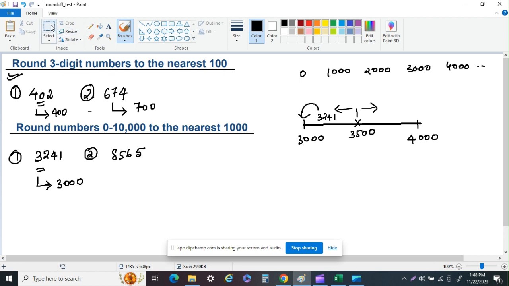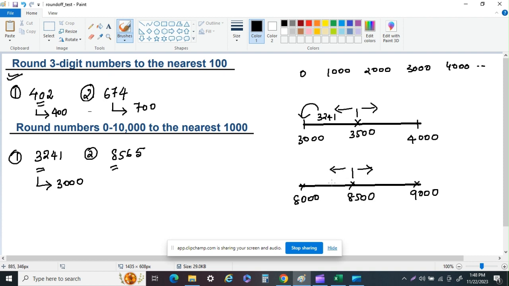Now, let us take up the next example, which is 8565. Again, we will draw the number line. This time, 8565 clearly lies between 8000 and 9000. Now, what is the central number between 8000 and 9000? It is clearly 8500. Now you have to think: does 8565 lie on the right side or on the left side?